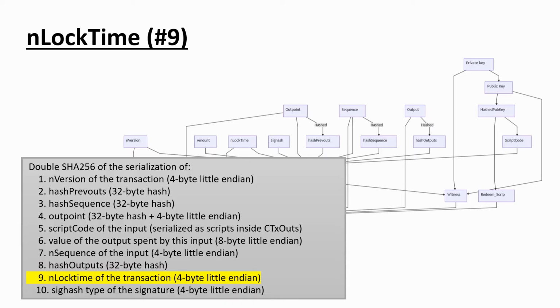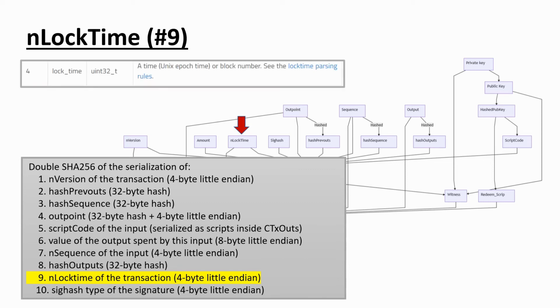The nLocktime field is another field that we are not going to spend much time on. The nLocktime is usually used in more complicated types of transactions, usually in conjunction with the Lightning Network. For basic transactions, the default value should be 0. And the Bitcoin developer reference says that it should be serialized in little endian byte order, unsigned integer 32.